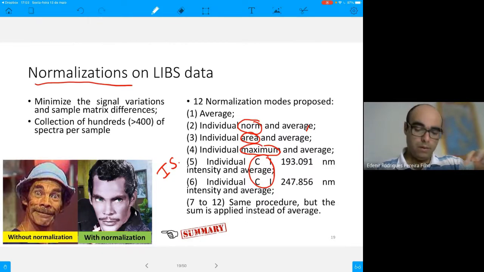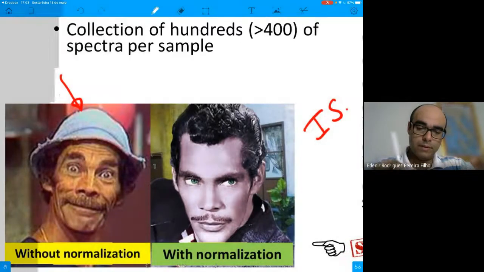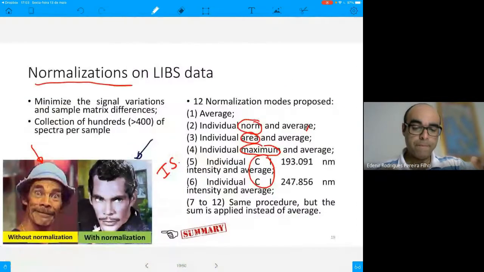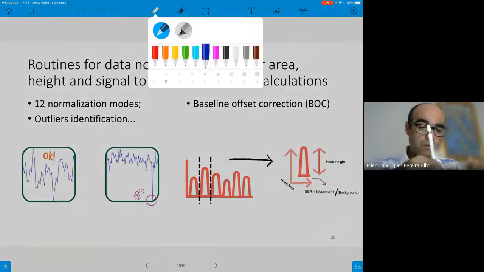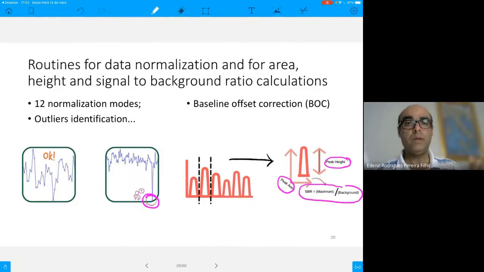The main goal is this: data without normalization looks like that, and data with normalization, we are performing something like that. In the normalizations, we can also observe outliers. We can remove these outliers and calculate, for instance, peak area and also peak height, and also signal to background ratio of the selected wavelength, the selected emission line.